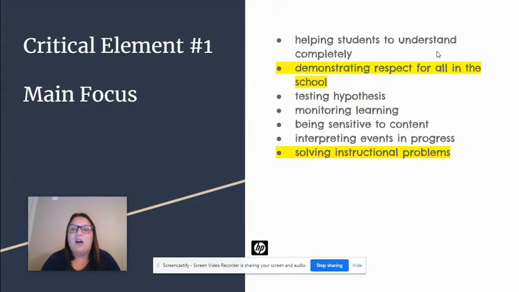Another thing is solving instructional problems. And I think a focus for this is to really have a core group of teachers or a small focus group to really work together and solve problems that come up in instruction and utilize those curriculums that we have, and really develop and dive into those curriculums as we're unpacking them and making sure they're what's best for our students.